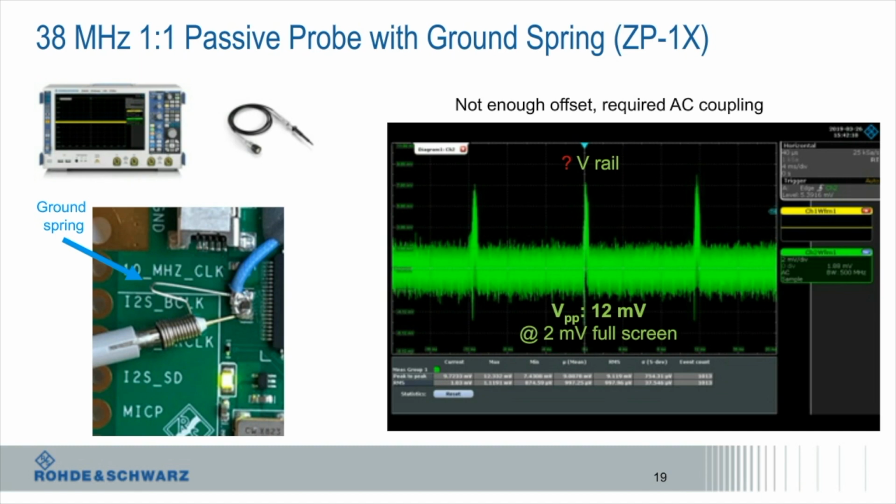You might start wondering in your mind, is this measurement correct? That's a huge difference. It really depends. If I have signal content on my device that exceeds the bandwidth limit of the 1-to-1 passive probe, in this case 38 megahertz. So you can see some of the drawbacks of using a 1-to-1 passive probe with limited bandwidth and no built-in offset.